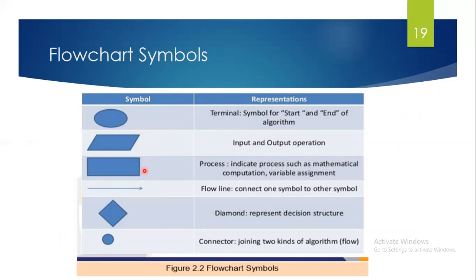The rectangle shape is used to indicate the processing. These arrowheads are known as the flow lines, which are used to represent the flow of the system. Diamond shape is used to check the conditions or to represent the decision structure. And the small circle is used to connect the flowcharts. It is known as the connector.